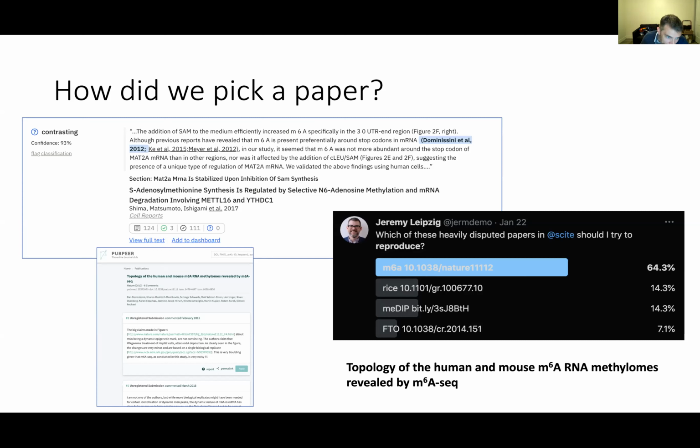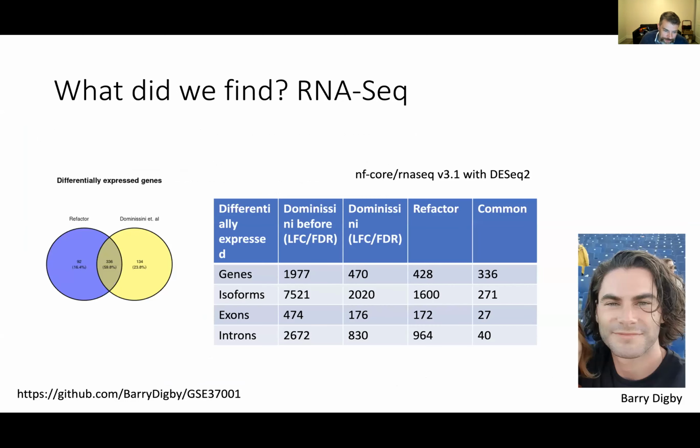So in order to identify a paper, I used the Cite AI service, which looks at disputing citations. And this paper, called Topology of the Human M6A RNA methylomes, popped up. It also has a number of PubPeer comments. So although it's a highly cited paper, there's a number of disputing citations on this paper. And I felt like I could use this to examine if there were in silico reasons behind that.